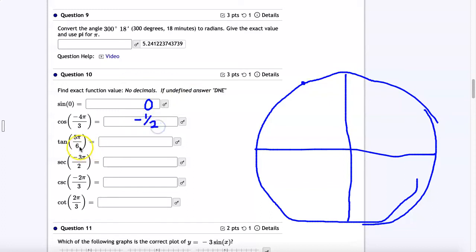Next, I'm looking for 5 pi over 6. So 5 pi over 6 is going to be 5/6 of the way around here. This is going to be sine over cosine. Now, the sine value at this point is only 1/2, and the cosine value is going to be negative root 3 over 2. And if you simplify that complex fraction, you get 1 over negative root 3, and 1 over negative root 3 simplifies further to negative root 3 over 3.